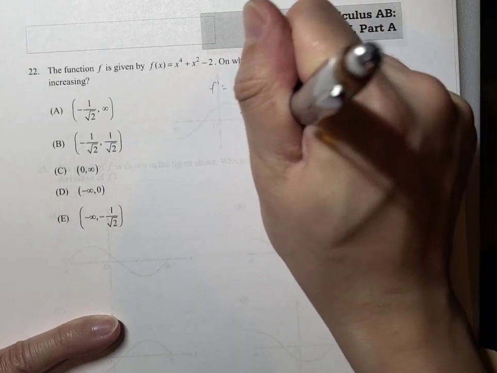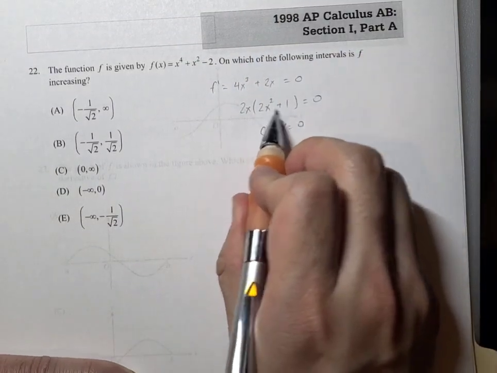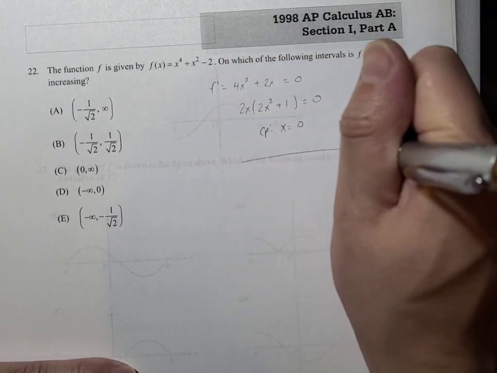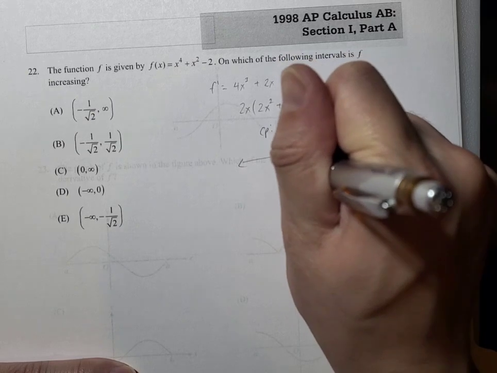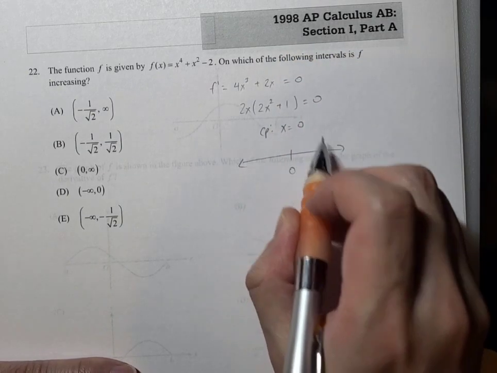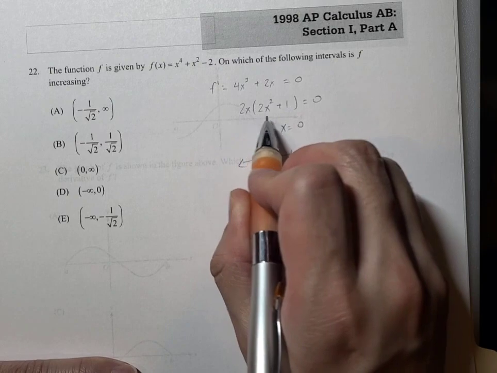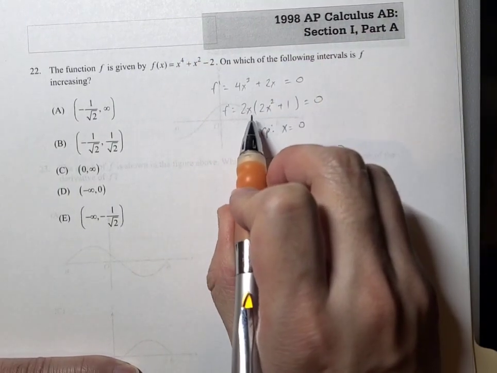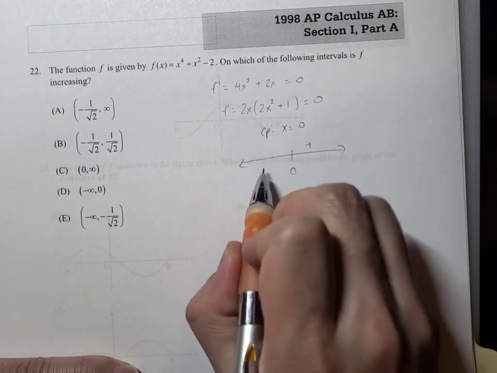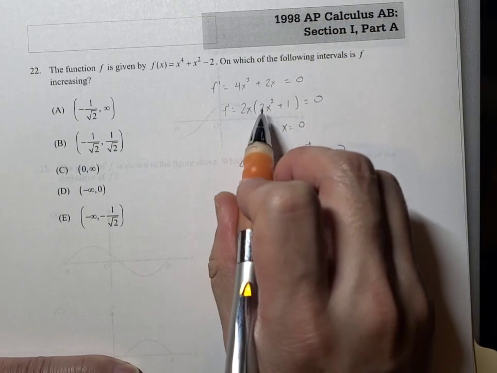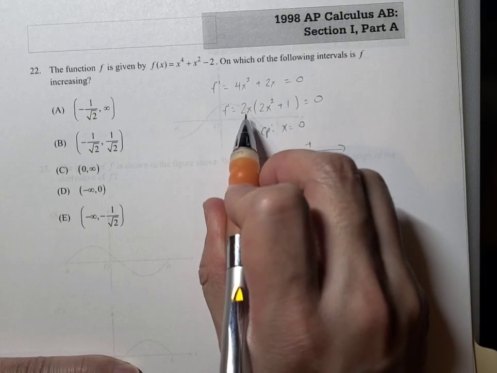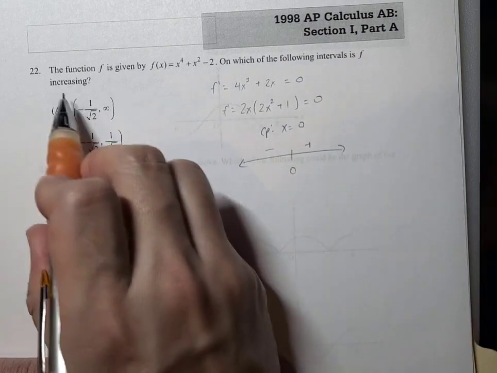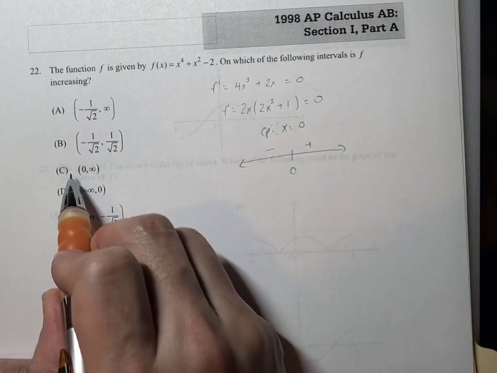So the only critical point is x equals 0. This other factor never has a solution. So let's do the sign test, the first derivative test. When x is positive, what's the sign of f prime? It'll be positive. When x is negative, less than 0, this factor's always positive and this one becomes negative, so negative times positive is negative. So we know f is increasing when x is greater than 0.